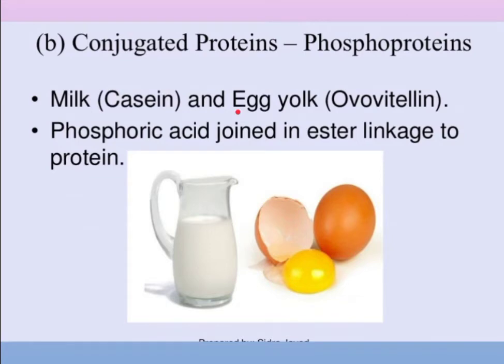So still under the conjugated proteins, you have your phosphoproteins. A good example of this is casein, which is found in your milk, and the ovovitellin, which is found in the egg yolk. Phosphoric acid is joined in ester linkages to protein. So those are your phosphoproteins. You have a protein and phosphoric acid; that is the non-protein group under the phosphoproteins.